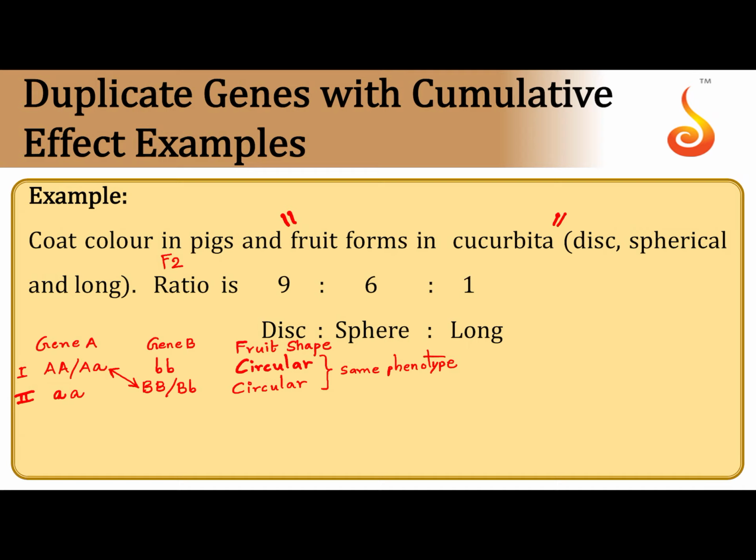Isn't it? In case 1 there is only capital A, there is no capital B. In case 2 there is no capital A, there is capital B. So when capital A and capital B occur independently, they express the same phenotype.